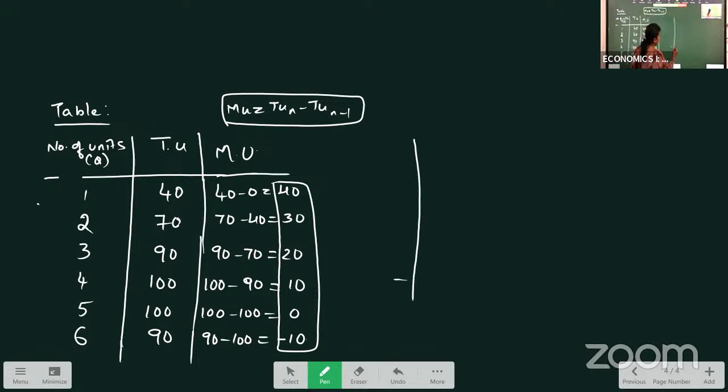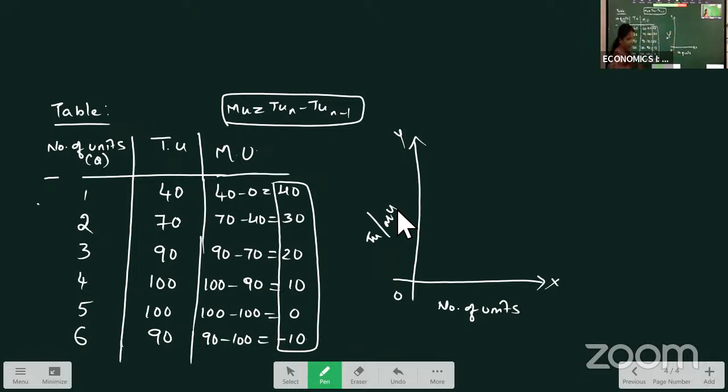It is a very easy graph you can do, and it is very scoring also. On the x-axis, we will take number of units, and on the y-axis, we are taking total utility and marginal utility. On the x-axis, number of units 1, 2, 3, 4, 5, 6 we have. On the y-axis, I will take it till 100: 20, 40, 60, 80, 100.